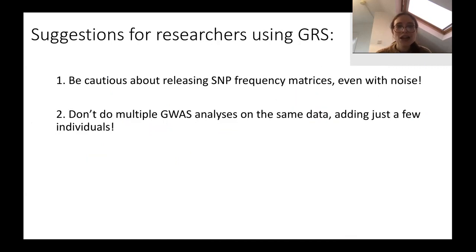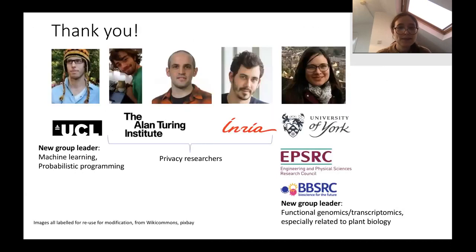So our final suggestions for researchers who are using genetic risk scores is to be particularly cautious about releasing SNP frequency matrices, even with noise added, because this can improve the reconstruction attack. Also, please don't use a GWAS analysis on the same data, adding just a few individuals, as this could compromise your private information in the databases.